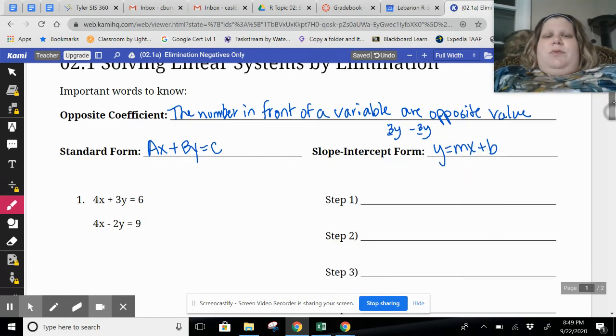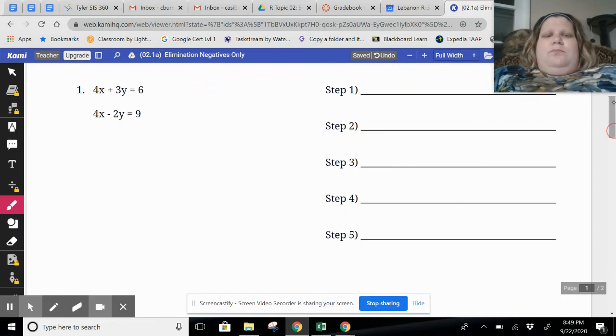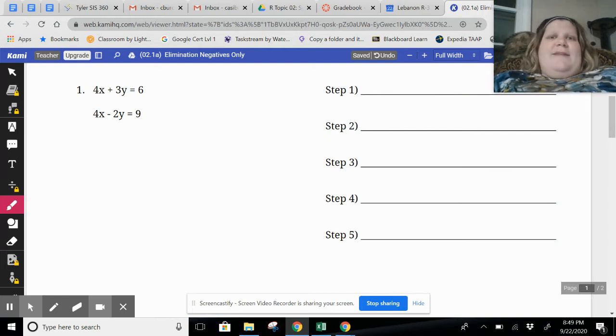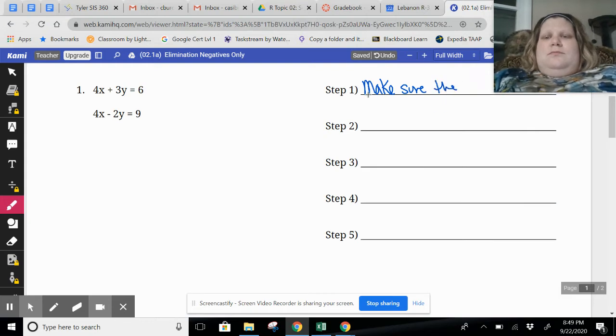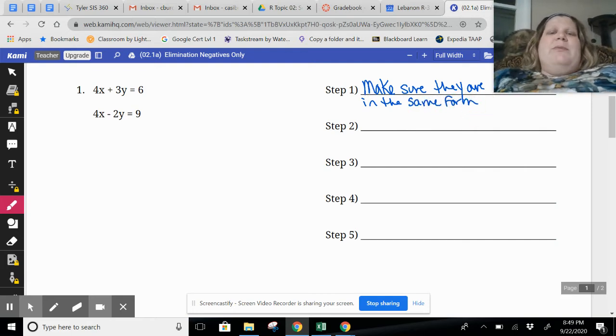Okay, so let's talk about elimination. Elimination has 5 steps. You're basically going to eliminate one of your variables so that you can solve for the other. So our first step is to make sure they're in the same form. Okay, typically we want them in standard form. Okay, x's, y's equals your number. Here they both are. We have 4x plus 3y equals 6 and 4x minus 2y equals 9. So they're already in the same form.